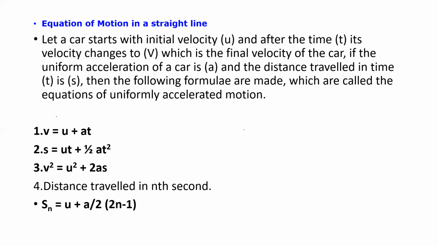Right. Next. This is called the equations of motion for a uniformly accelerated body. The equations are: the first equation, v is equal to u plus at. The second equation is s is equal to ut plus half at square. The third equation is v square is equal to u square plus 2as. So this we can show with the help of a velocity-time graph.